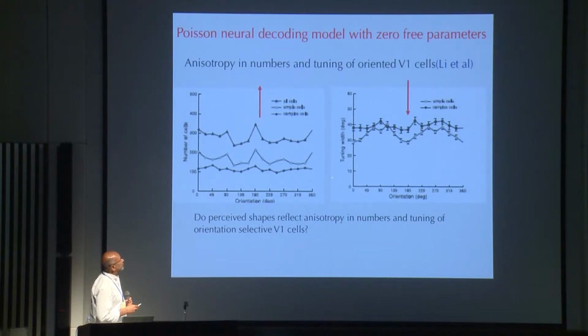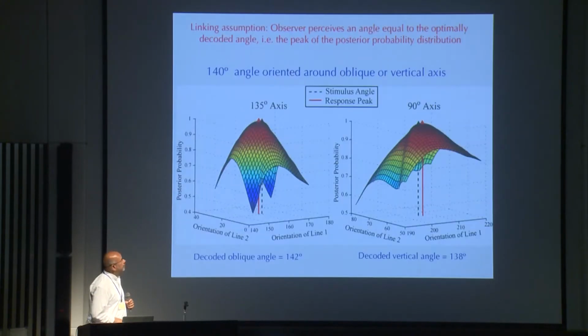But what we used was stuff from Lee and Freeman on variation in orientation tuning curves in the cortex as a function of orientation and of numbers of cells. This turned out not to be important. This turned out to be very important. And I'm just going to show you the decoding results. So it's a 140-degree angle oriented oblique or vertical. This is when it's oblique. It's decoded as 142. And when it's vertical, it's decoded as 138, which is a 4-degree difference, which is almost exactly what the psychophysics had, which is 4.5 degrees. And so this made us think that there's this hardwired thing that's going on.